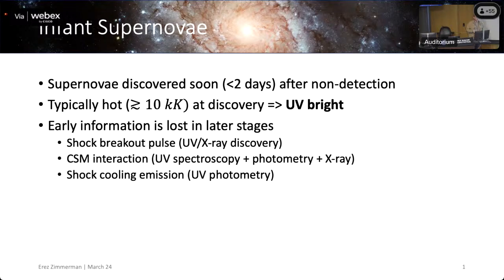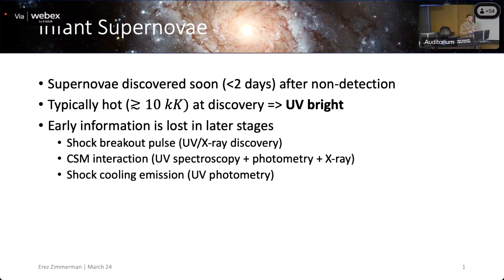So what can we get from UV information on these infant supernovae? First of all, we can get the shock breakout pulse, which we discussed, which is UV and X-ray bright, but this requires an instrument that would detect the supernova at discovery. Then we can probe the CSM interaction. So a lot of these supernovae have circumstellar material around them. This can be done with UV spectroscopy, photometry, and also it can be done with X-ray.